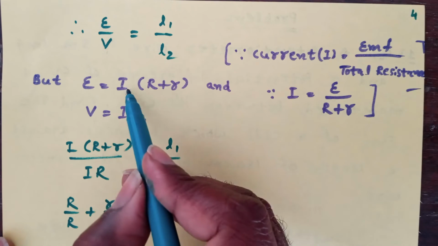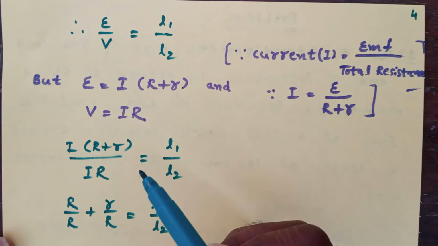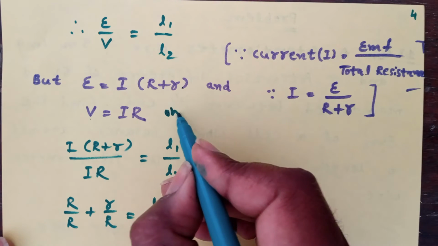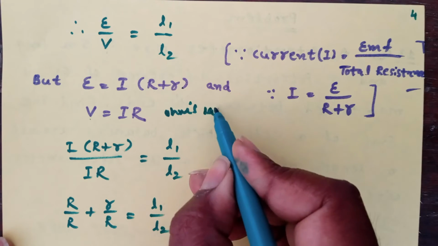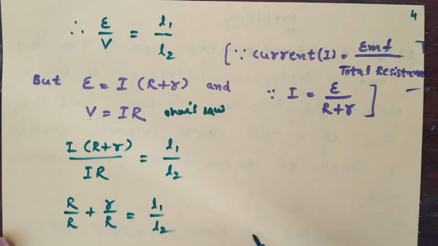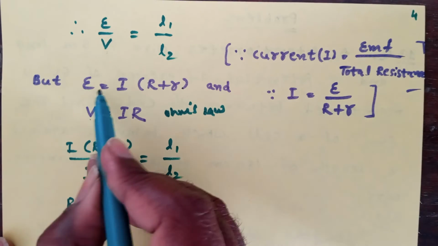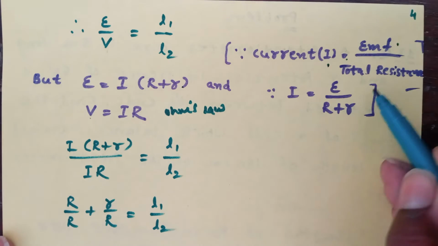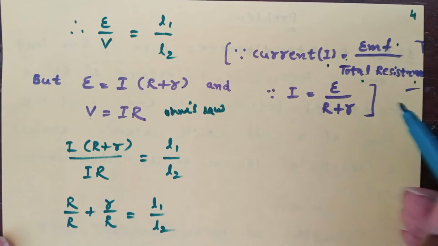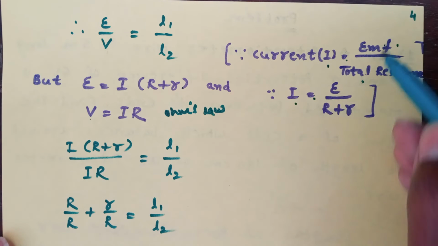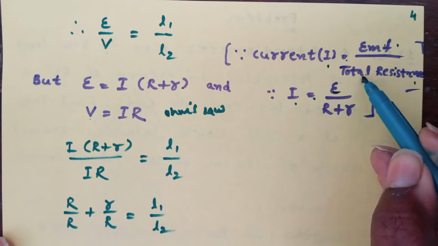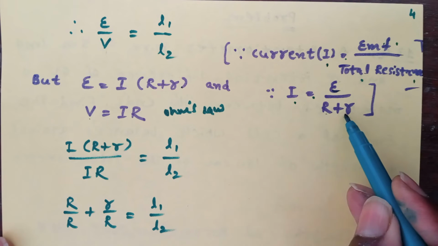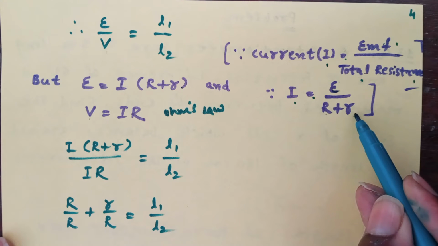Now substitute the EMF value and the V value. EMF is equal to I into capital R plus small r, and V is equal to IR. This is Ohm's law. How do we get EMF? By using this formula, current I is equal to EMF by total resistance, that is capital R plus small r, external resistance plus internal resistance.